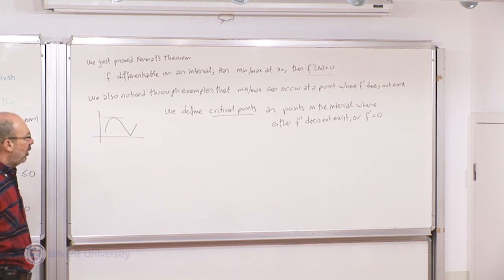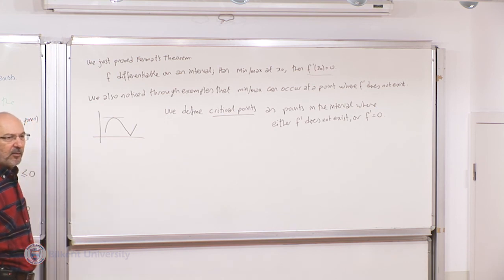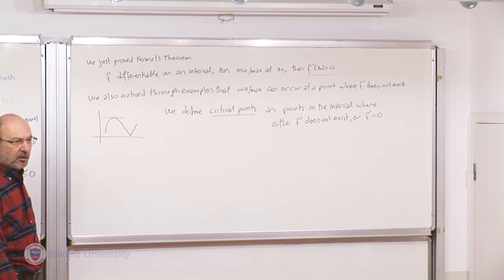At a critical point, we can have local minima, local maxima. We can have global minima, maxima. We can also have inflection points. So for example, y equals x cubed does not have a minima and maxima on the real line, but at the origin, the derivative is 0. So 0 is a critical point. Okay? So we don't care. We just call them critical points.